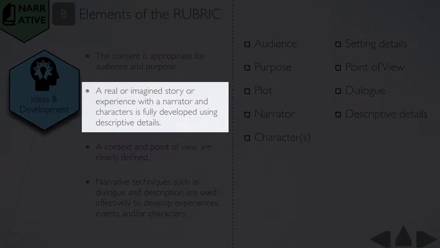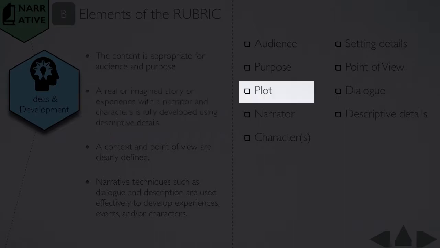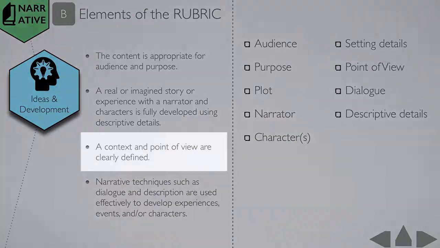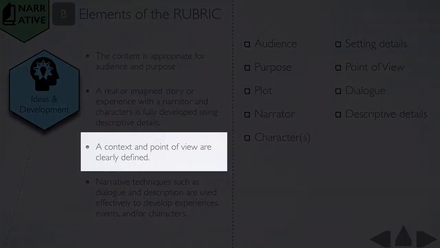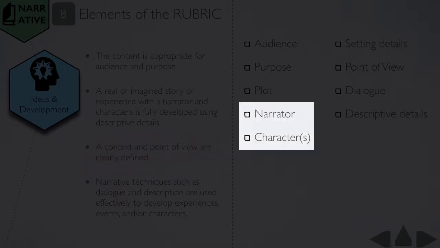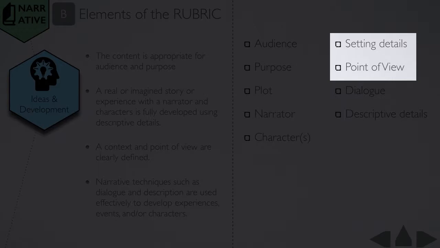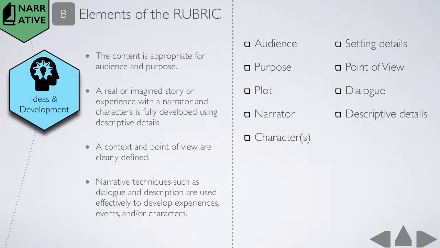A real or imagined story or experience with a narrator and characters is fully developed using descriptive details. Well, we can condense that down and say, hey, you've got to have a plot. A context and point of view are clearly defined. That really happens through our narrator and characters. They really help build not only the setting, but the point of view. They help establish that when we have strong narrators and characters written in our story.